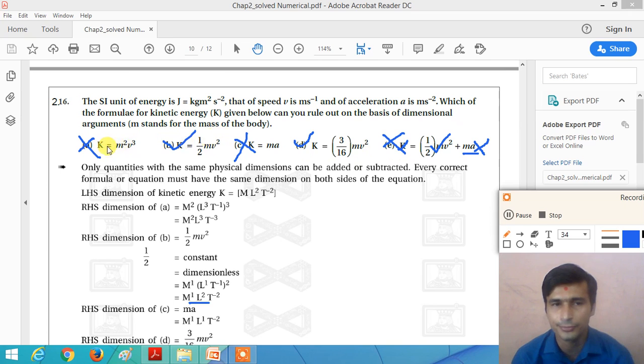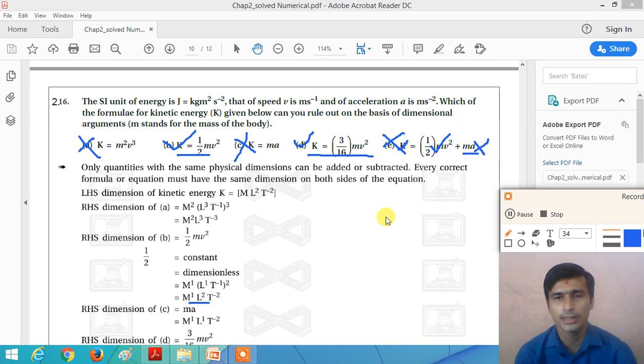So among these five equations, K is equal to 1/2 mv square and K is equal to 3/16 mv square correctly represent the kinetic energy, right? So dear students, understand how we can check the dimensional correctness of an equation, right?